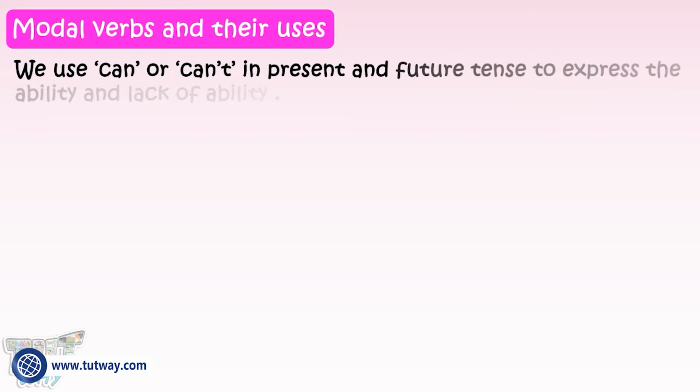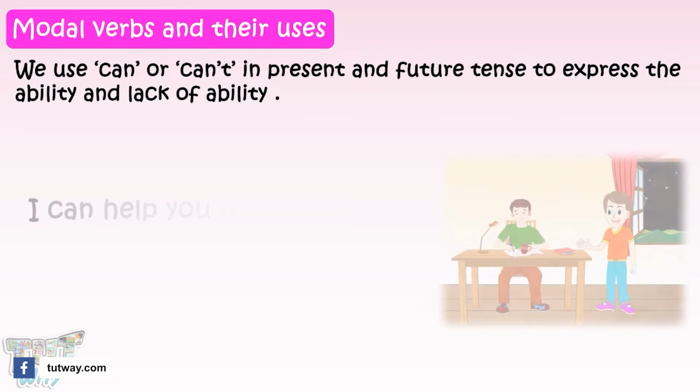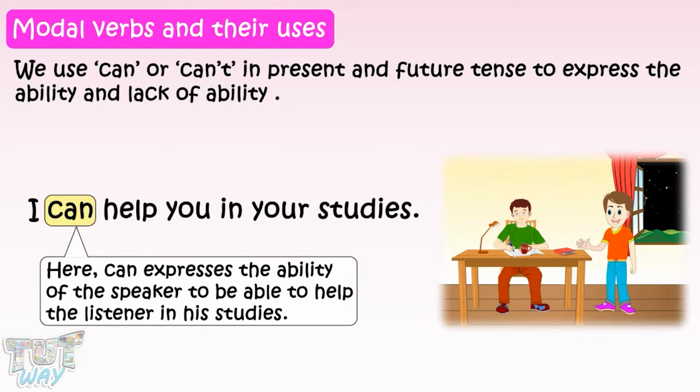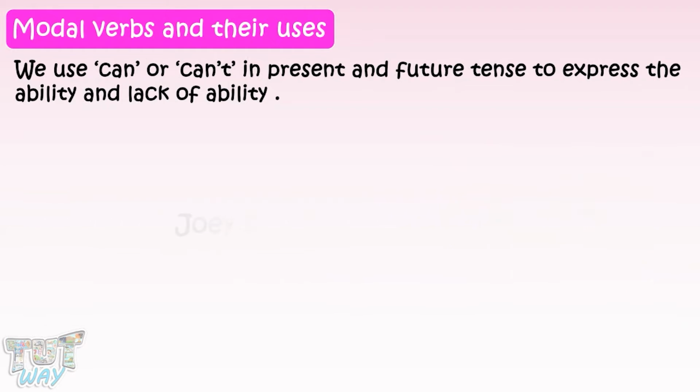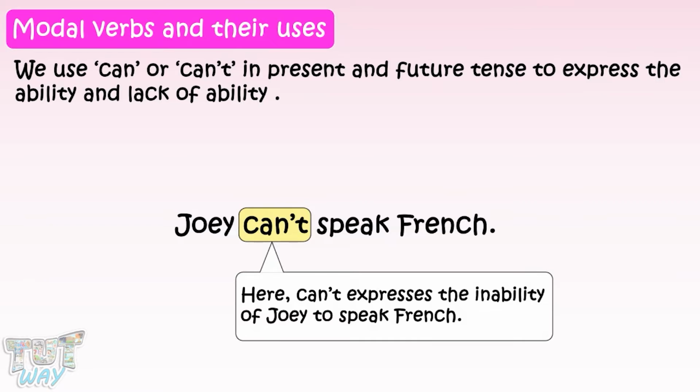Now, let's learn about modal verbs that are used to express the ability or lack of ability. We can use can or can't in present and future tense to express the ability and lack of ability. Let's see some examples. I can help you in your studies. Here, can expresses the ability of the speaker to help the listener in his studies. Joey can't speak French. Here, can't expresses the inability of Joey to speak French.